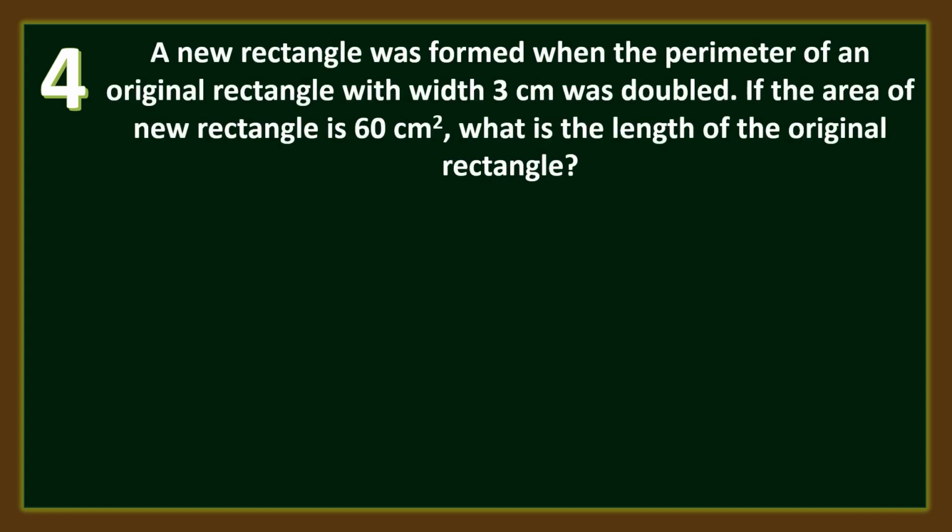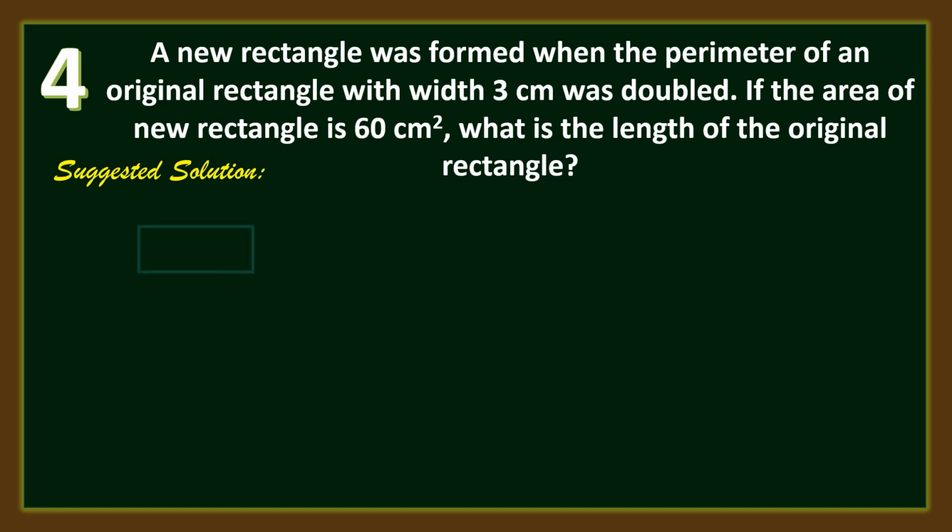Question number 4. A new rectangle was formed when the perimeter of an original rectangle with width 3 centimeters was doubled. If the area of the new rectangle is 60 squared centimeters, what is the length of the original rectangle? Here is our suggested solution.